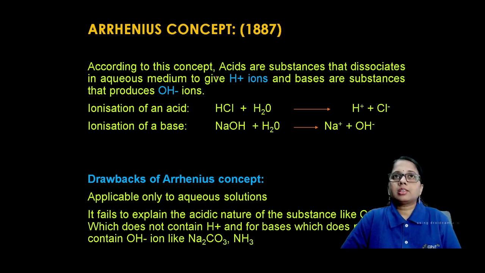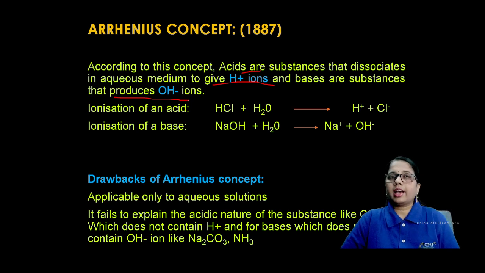Acids are the substances that dissociate in aqueous medium to give H plus ions. What Arrhenius has told is that acids are the substances which dissociate in aqueous medium to give H plus ions, and bases are the substances that produce OH minus ions. So H plus ions, that means protons, are going to be produced by the acids, and OH minus ions are going to be given by the bases.